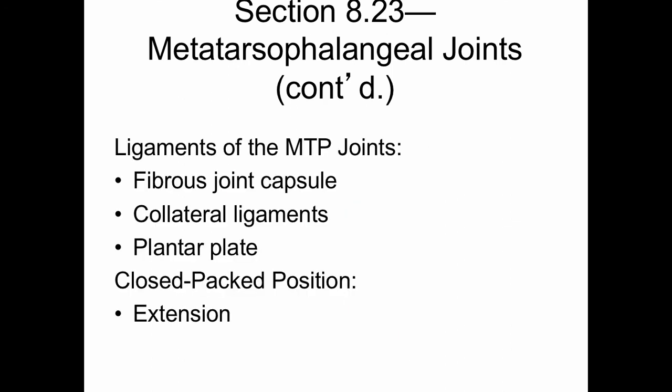The fibrous joint capsule of the metatarsophalangeal joint is stabilized by collateral ligaments and the plantar plate. The collateral ligaments are the medial collateral ligament and the lateral collateral ligament. They are thickenings of the joint capsule located on their respective side of the metatarsophalangeal joint. The plantar plate is a fibrous tissue structure located on the plantar side of the metatarsophalangeal joint. Its main function is to protect the head of the metatarsals during walking.